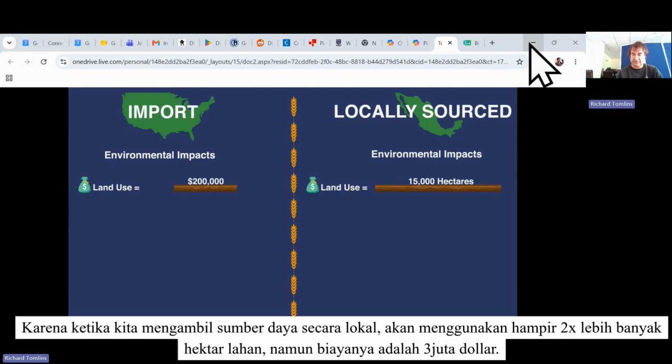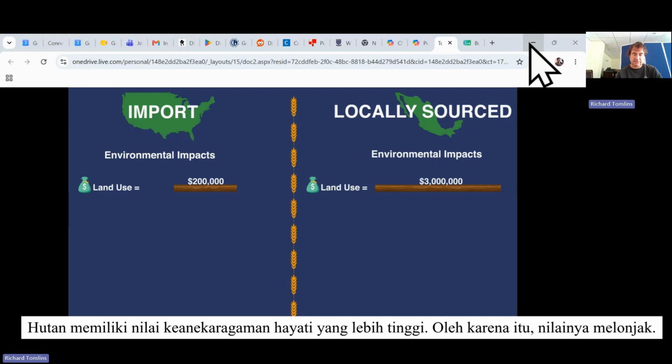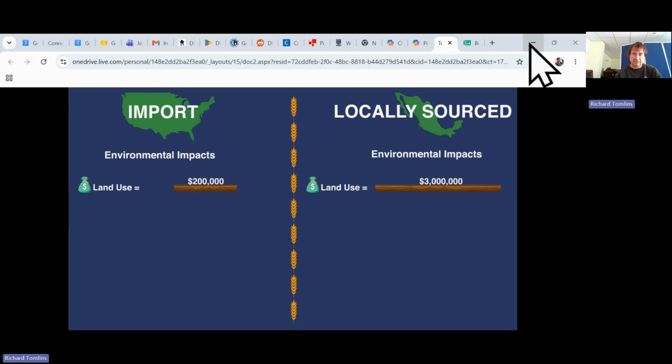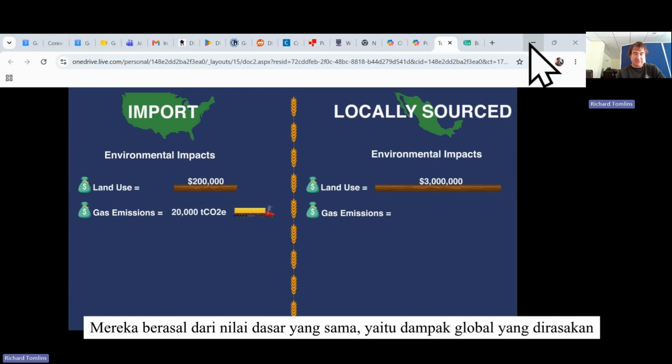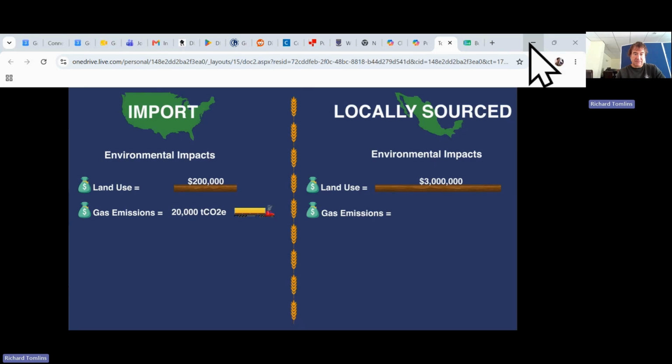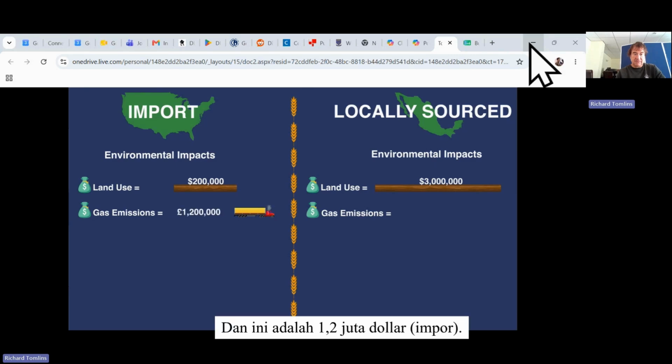Remember that to source locally we're going to use almost twice as much land hectares. But actually the value of that land, its cost, is $3 million. This was land used by forest, got a relatively higher biodiversity value, and it's very important within the context of Mexico. Therefore, the value jumps. In terms of greenhouse gas emissions, then the global effects of those emissions are pretty steady between option 1 and option 2. They go from the same value base, which is their global impact. And this is $1.2 million if you import.